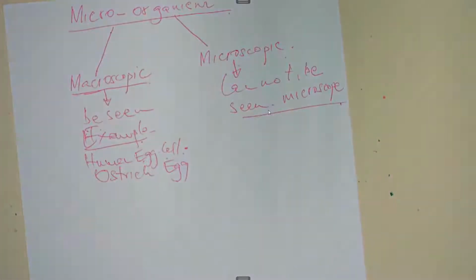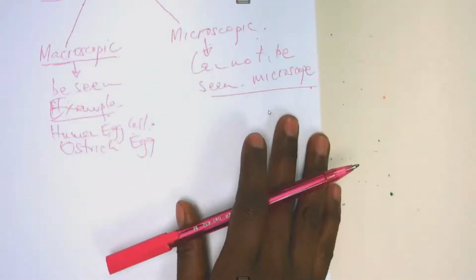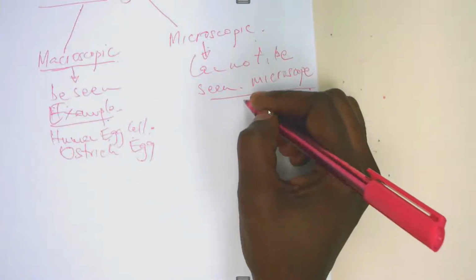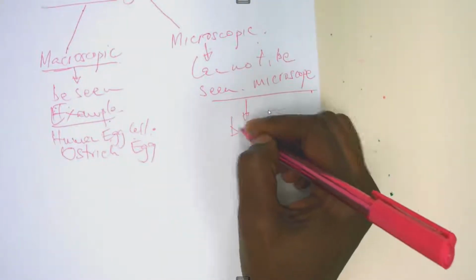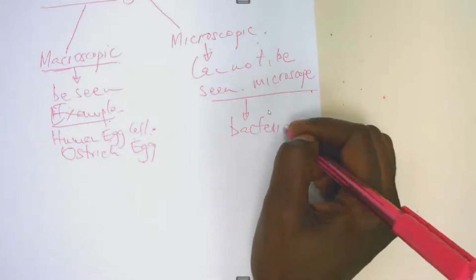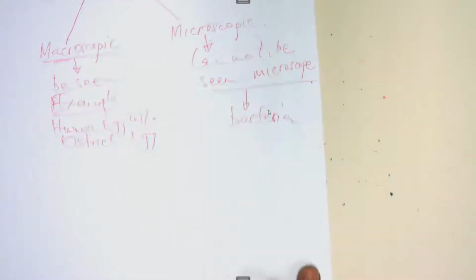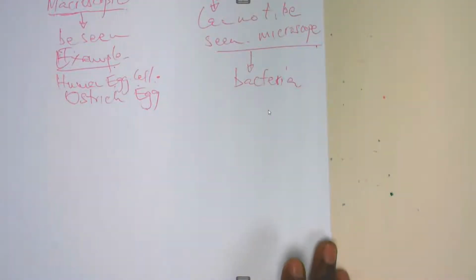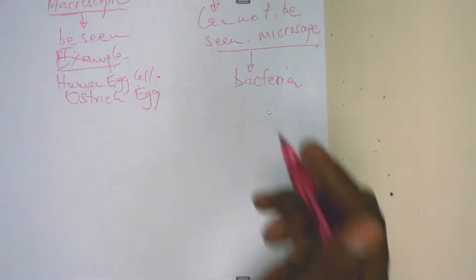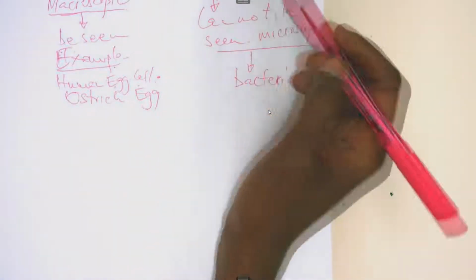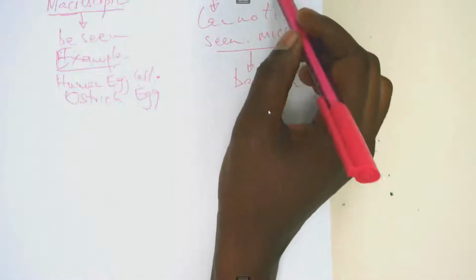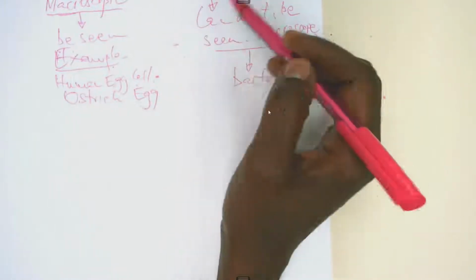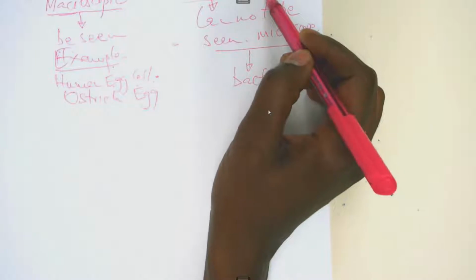So when we move to microscopic, as I have said, we can't see them with our naked eyes, and we have to make use of the microscope. So we have bacteria here. Bacteria are very small, so they can only be seen with the use of the microscope. And all these organisms which can be seen by the use of the microscope are called microorganisms.